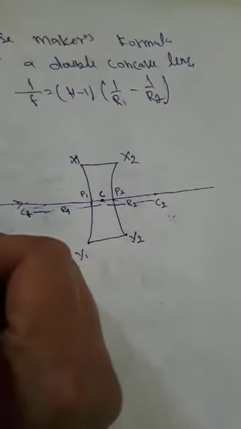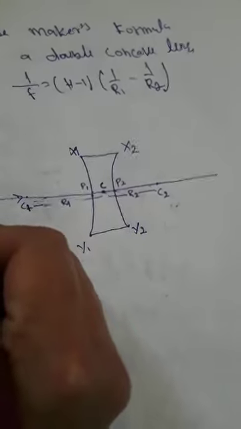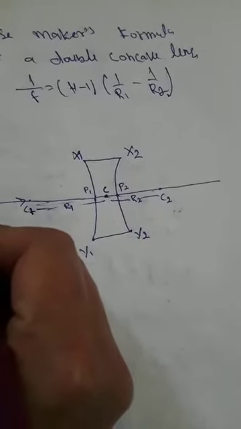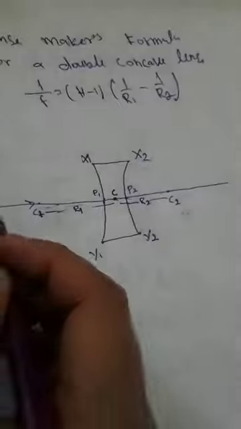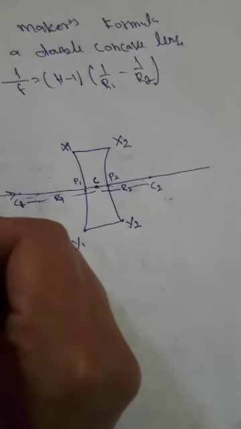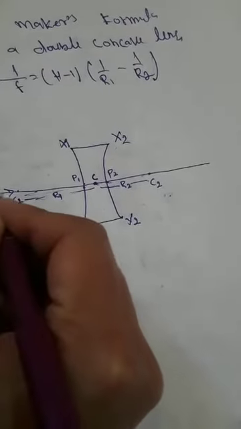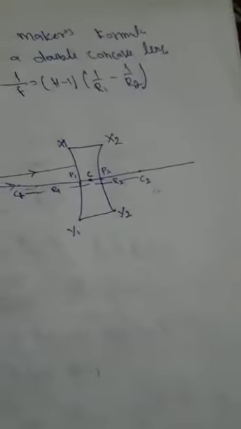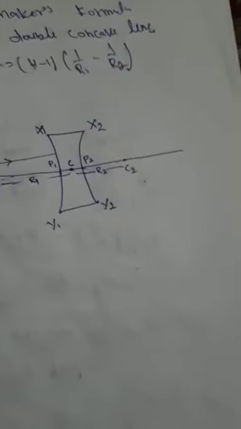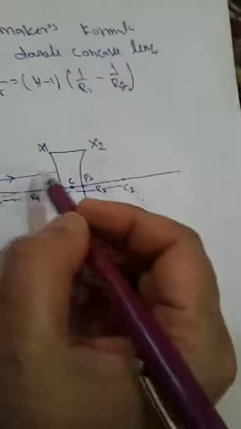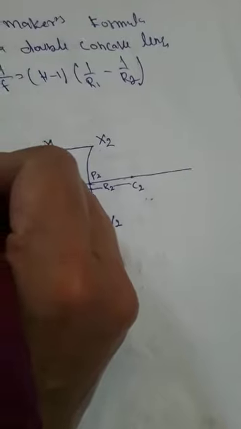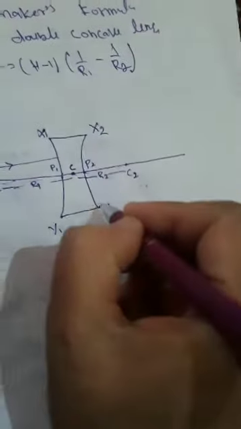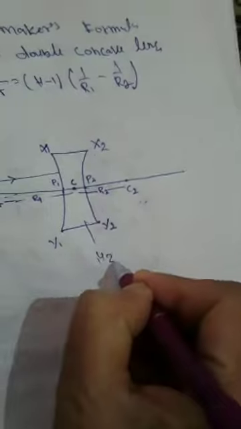We take here a point object O. A ray of light is falling on this concave lens surface. The refractive index of the surrounding medium is mu1, and the refractive index of this lens is mu2.